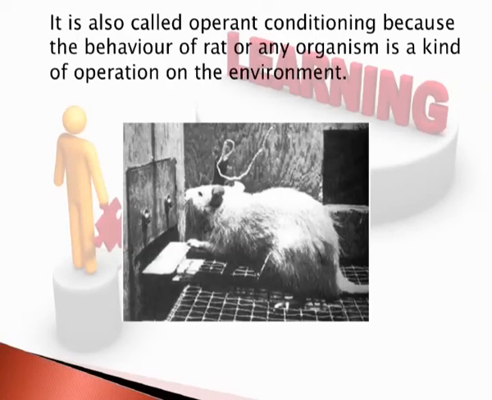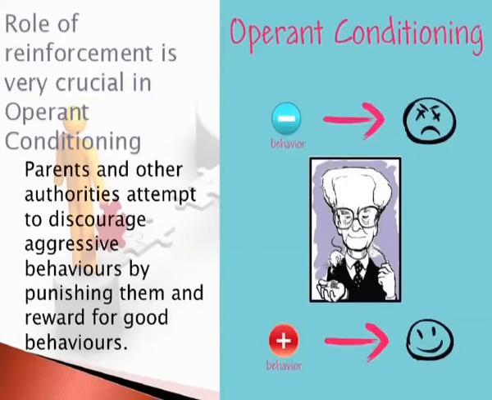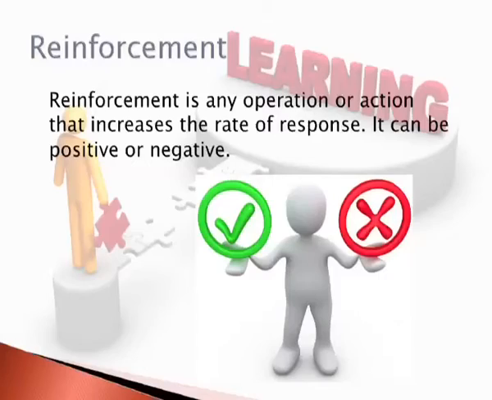It is called operant conditioning because the behavior of the rat or any organism is a kind of operant on the environment. Do you know that the role of reinforcement is very crucial in operant conditioning? For example, parents and other authorities attempt to discourage aggressive behaviors by punishing them and reward good behaviors. Now, let us learn about the different types of reinforcements.